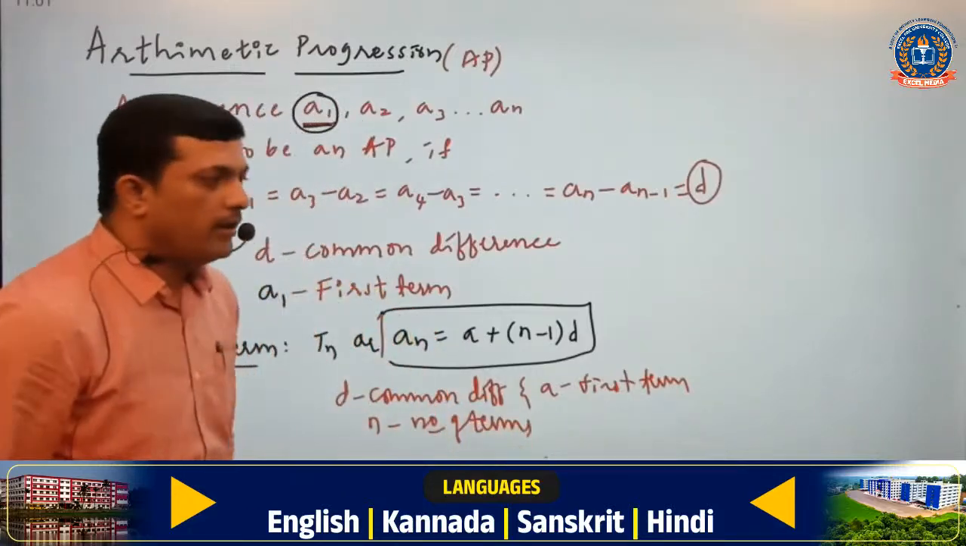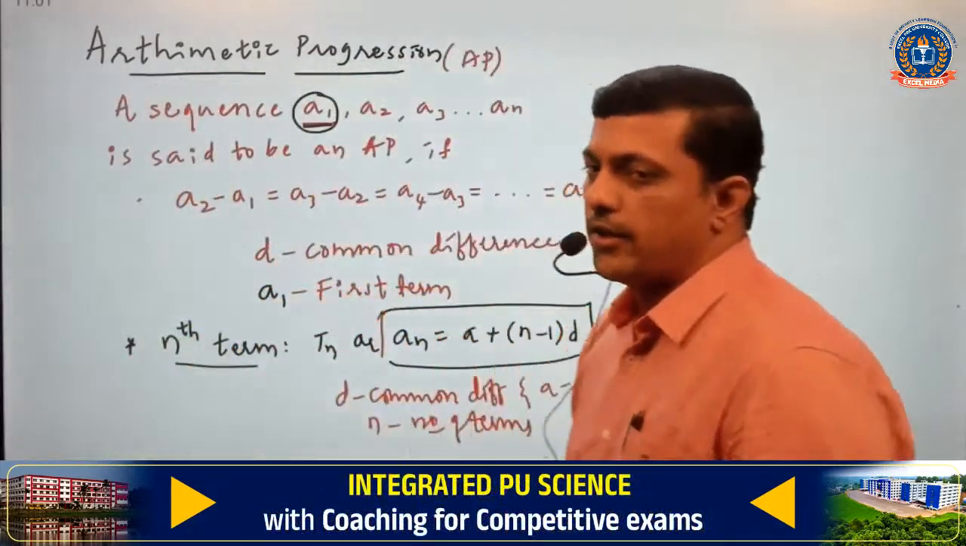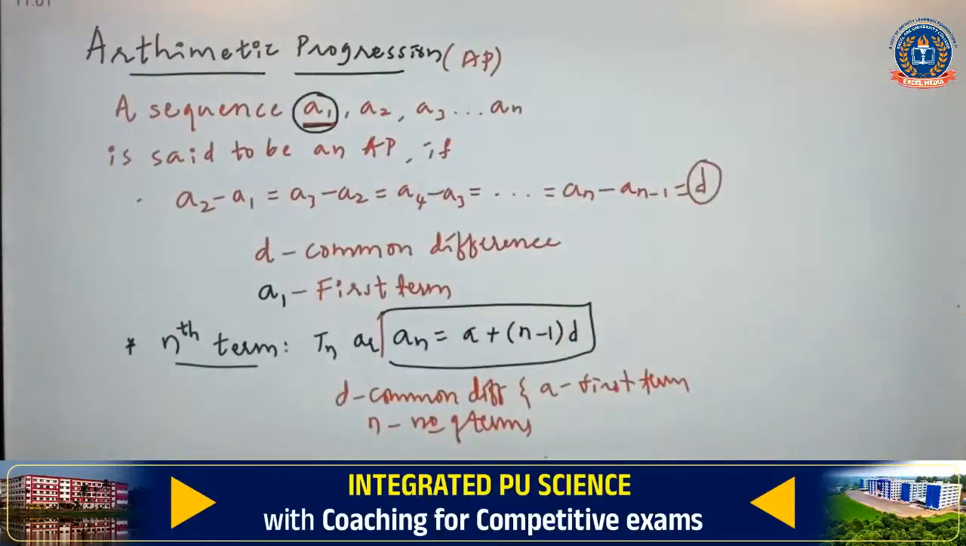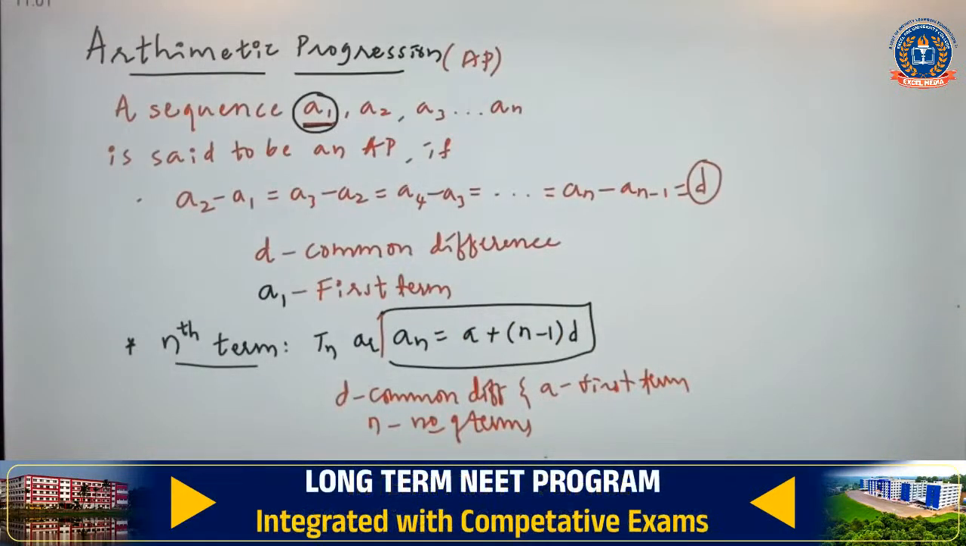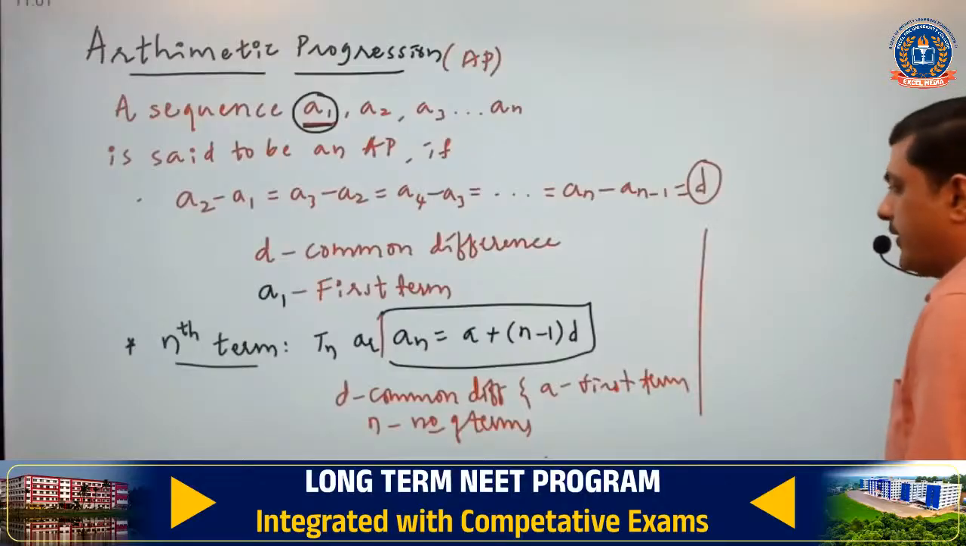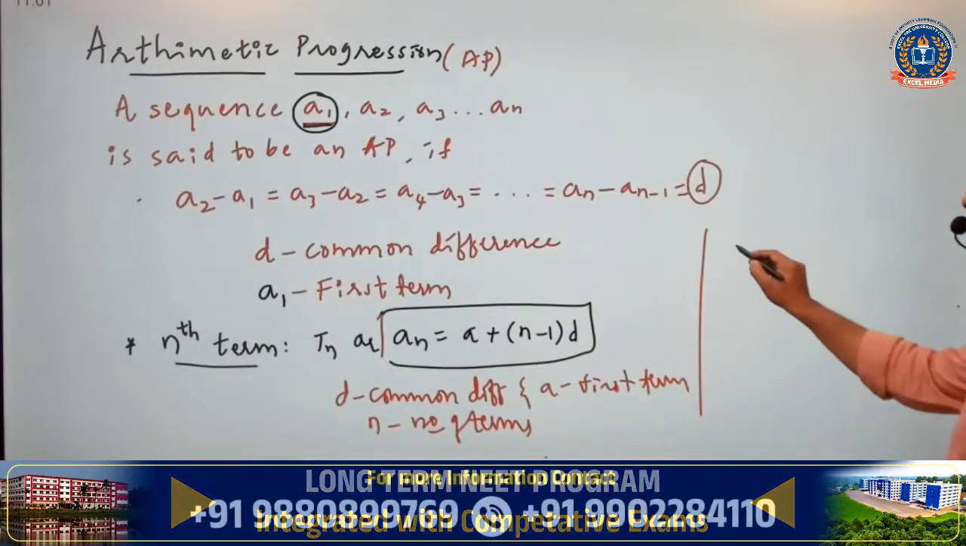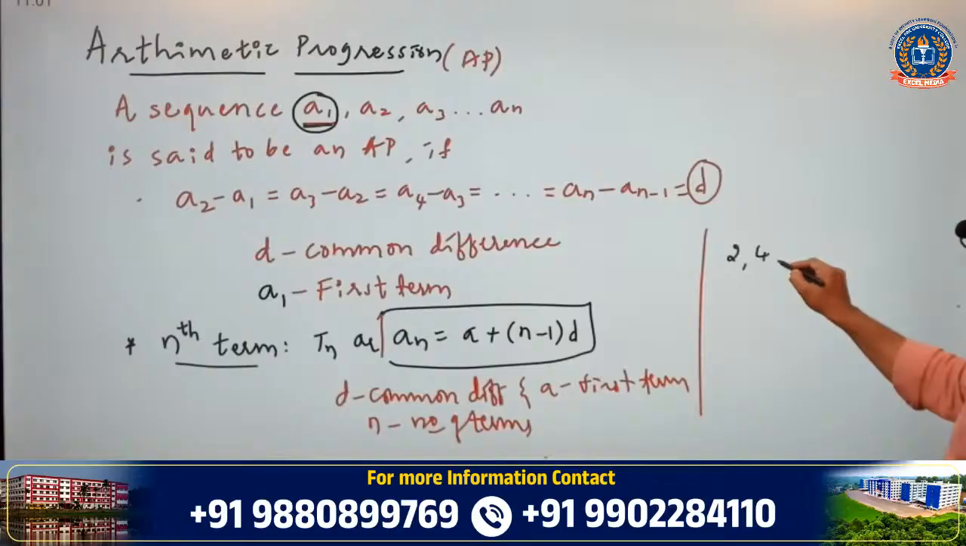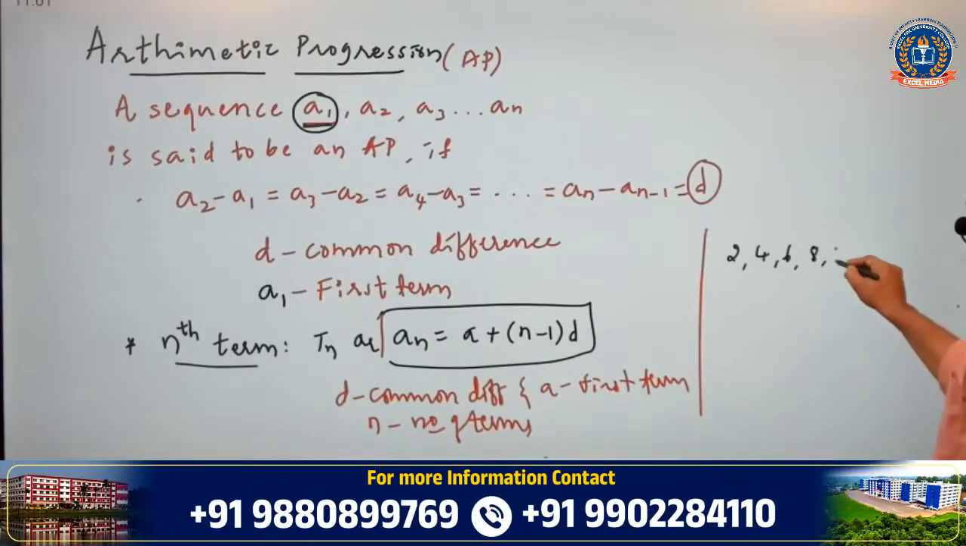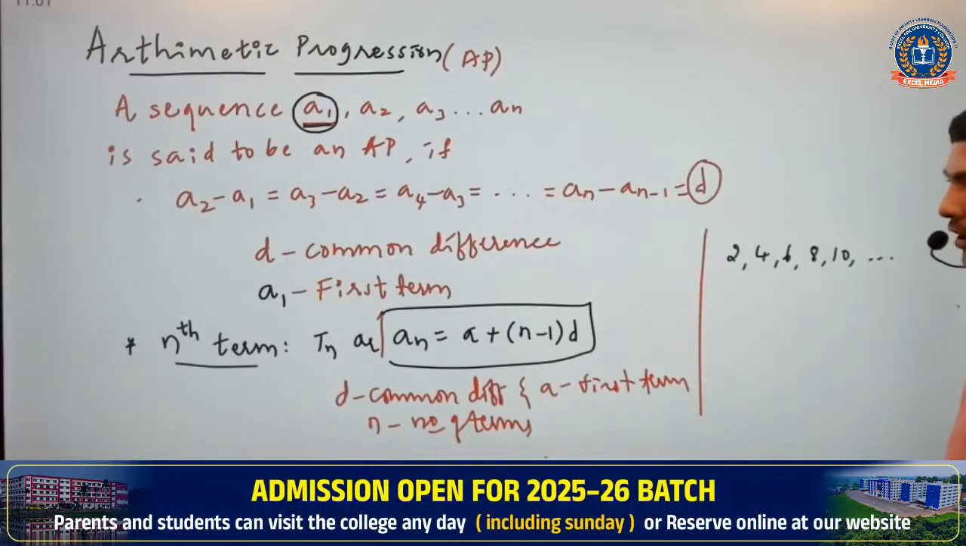So automatically we could find the nth term of a series. That you can copy down. I'll just take a small example here. Assume that I have a sequence 2, 4, 6, 8, 10 and so on.